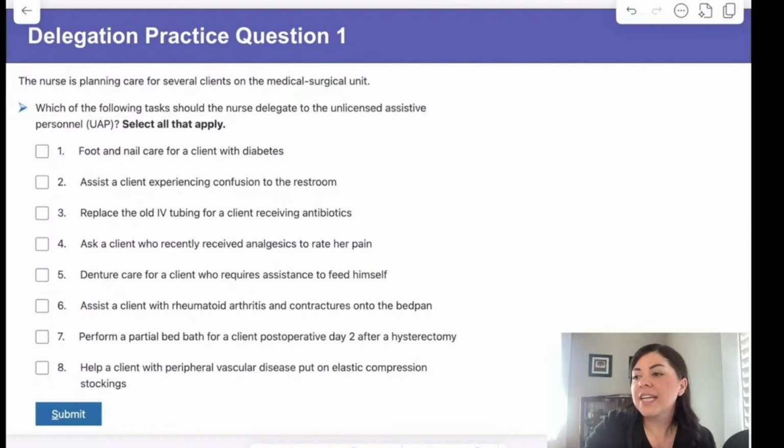The nurse is planning care for several clients on a medical surgical unit. Which of the following tasks should the nurse delegate to the UAP or unlicensed assistive personnel? Okay, so option 1, foot and nail care for a client with diabetes. What do we think? Are we going to delegate this? Yes or no, or true or false?